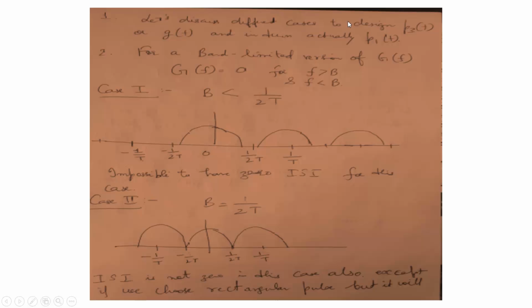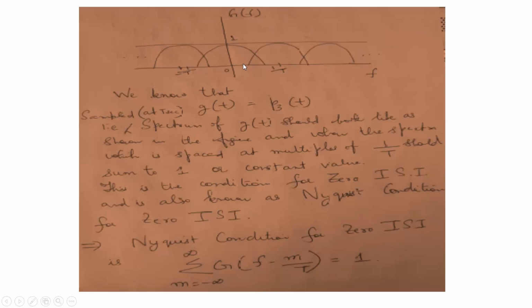So let us discuss different cases to design p3(t) or g(t), because this is the representation of the spectra of the pulse that we received after the matched filter. What was the starting point? The starting point was p1(t). p1(t) was the shape of the pulse that we used to represent digital data, ones or zeros. What shape should we choose for that pulse so that this expression is true? That is the only thing which is in the hands of the designer to make an ISI-free communication system.